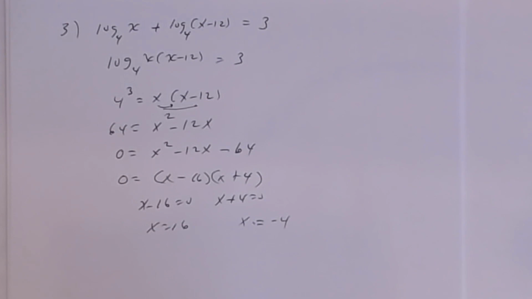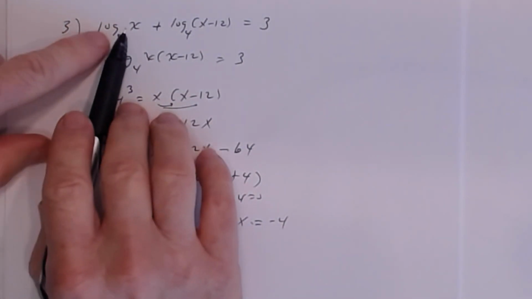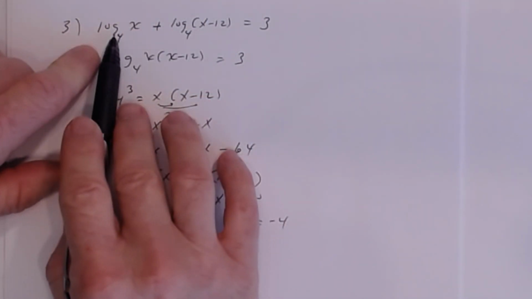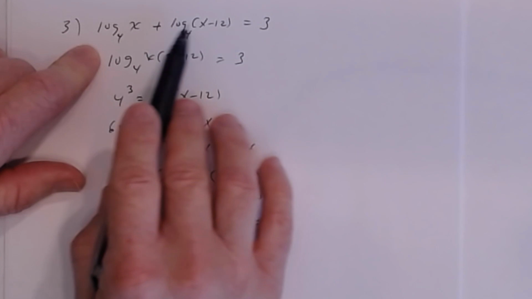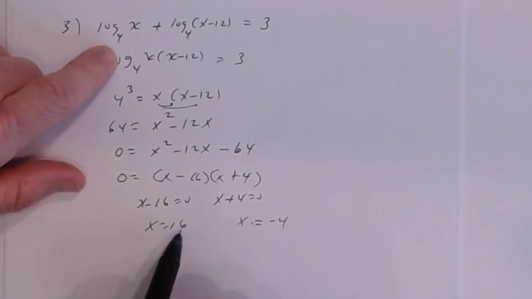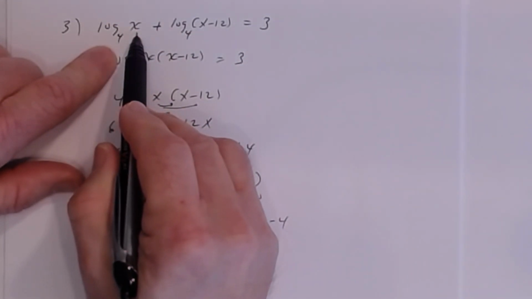Now remember, you have to check, right? You always go back to the original. So you see the original, there are two arguments. You have this and you have this. You can only take the log of a positive number. So let's check 16 first. When I substitute 16, that's positive, right?